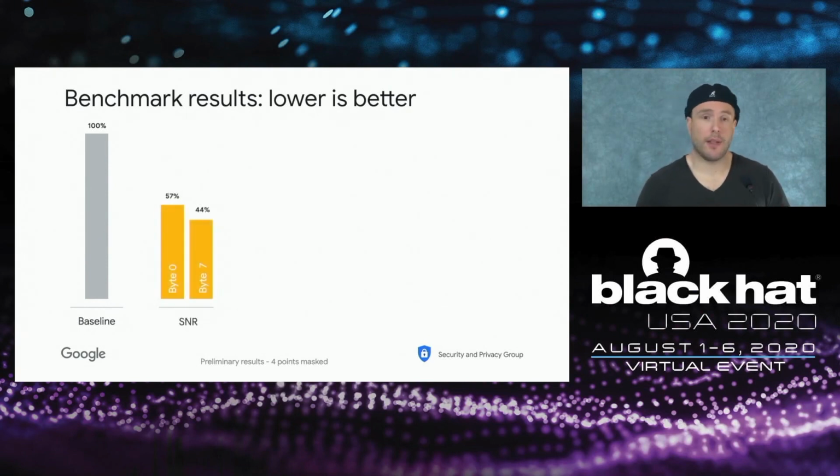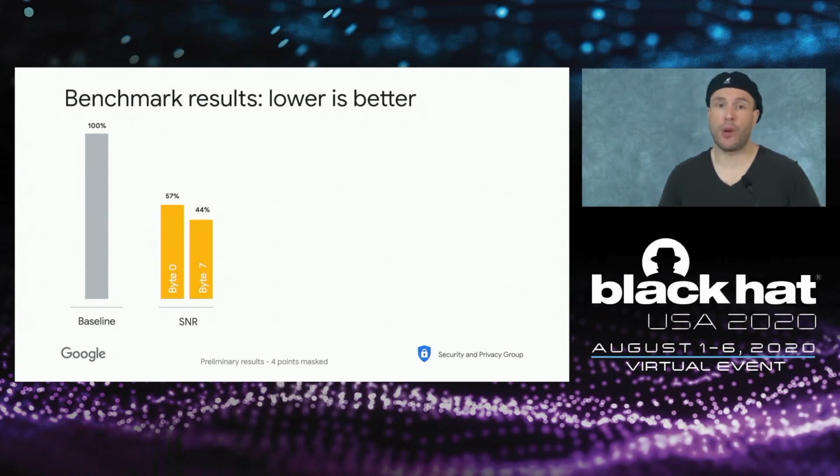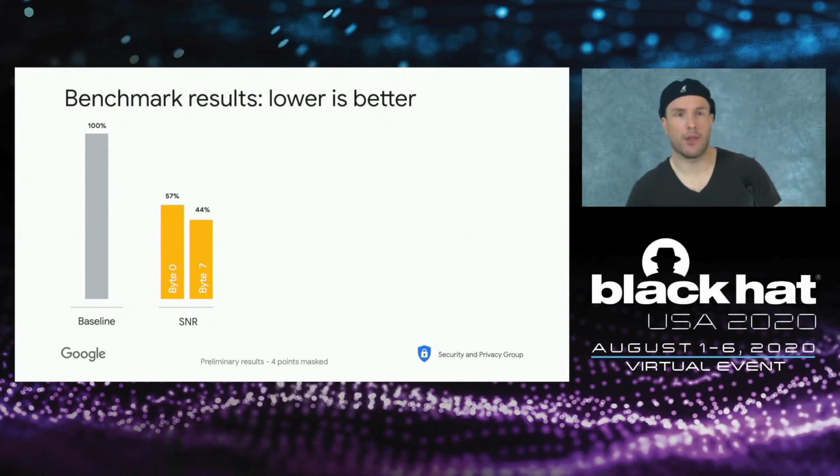So the first thing we can look at is, as I said, signal to noise ratio, and in that case, on byte 0, the accuracy for 4 points dropped to 57%, which means we have a 43% reduction. So almost half. The SNR top 4 points are responsible for about 50% of the accuracy of the model. So it gives you an idea that these are really where the leaks are coming from. Similarly, it is fairly consistent with byte 7, where it's even deeper, 44%.